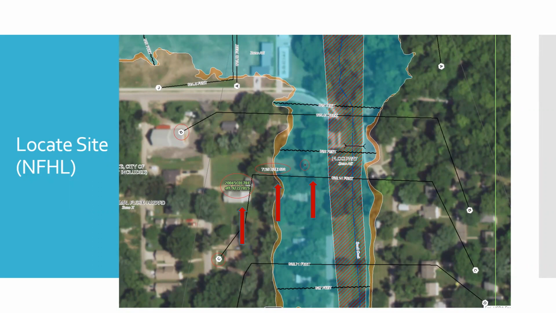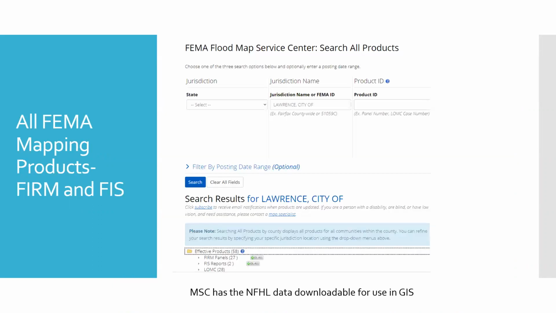You can also download it into GIS. So again, if you have a paper map, you'd be going to search all products to find your location. And so you'd go search by state, Kansas, and then pick your county and then the community within that county, and then go to effective products. So you can see that at the bottom. And then there's the FIRM panels and the effective flood insurance study.